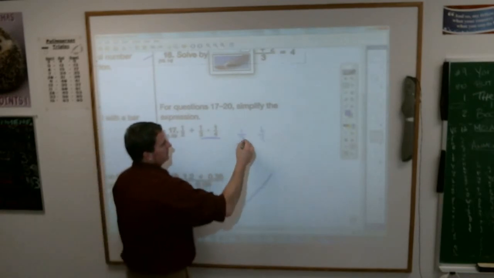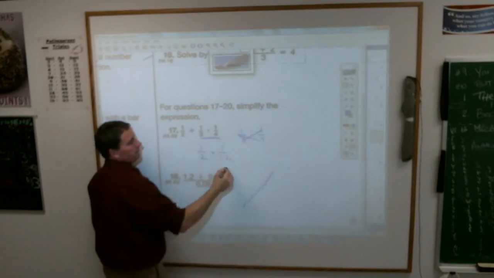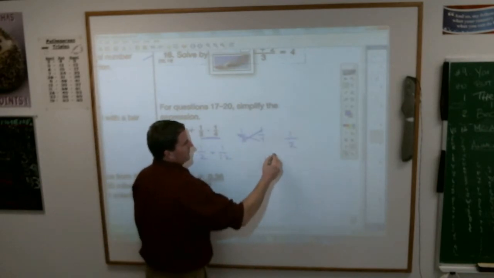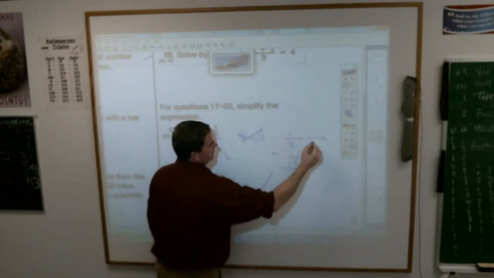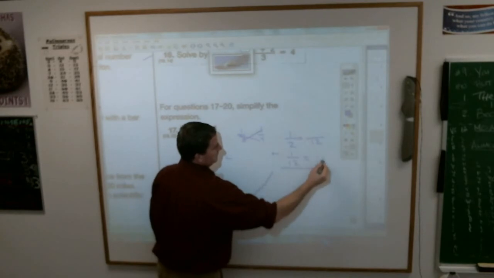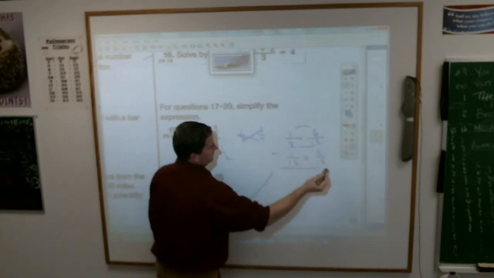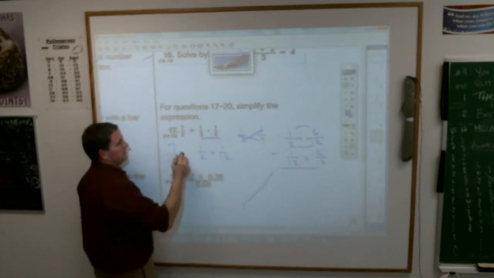1/12. So now my problem changes to 1/2 plus 1/12. And everybody knows when you add or subtract fractions, you write them up and down. What is your common denominator? 12. 1 times 6 gives you 6. 6/12 and 1/12 is 7/12.